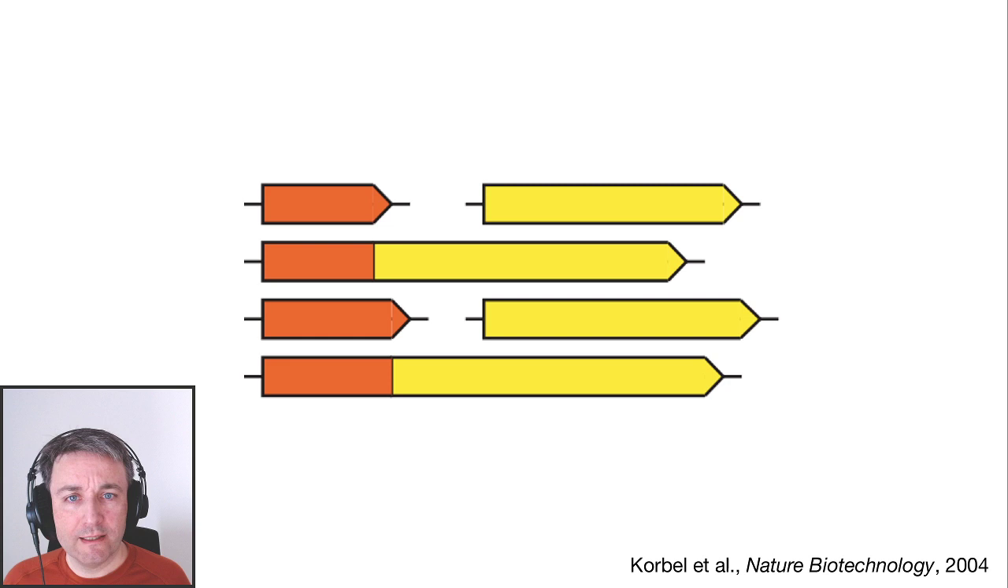Now, if you think about this for a second from the point of view of a cell, would it make any sense to take two proteins that have nothing to do with each other whatsoever and covalently link them together, making them one big protein? And the answer to that is, of course, no, it wouldn't. Why would you link two unrelated proteins?